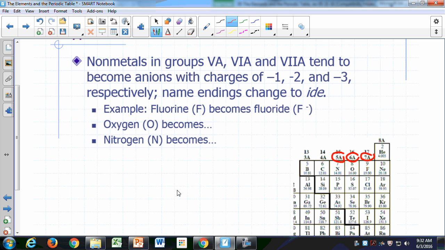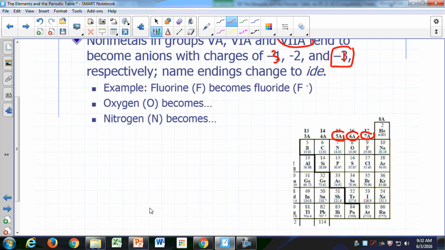Okay, I think I got these reversed. This should be -3, -2, and -1. So group 7A would have a -1 charge. Fluorine, chlorine, bromine, iodine, those atoms, if they form ions, have a tendency to become negatively charged and acquire a -1 charge.